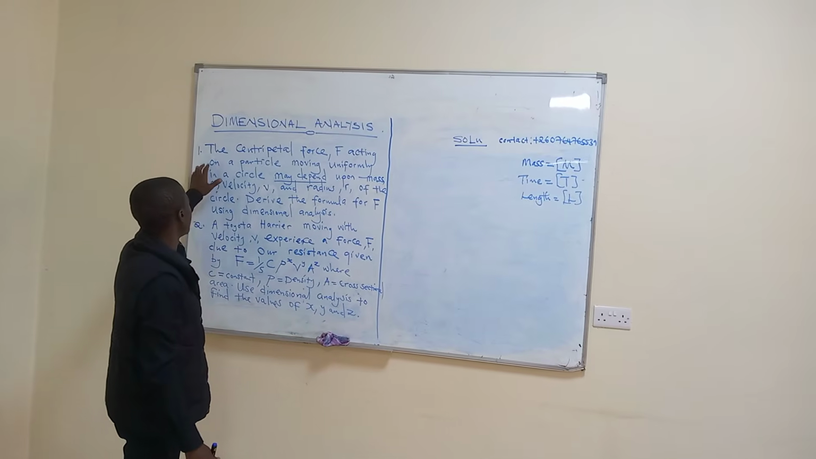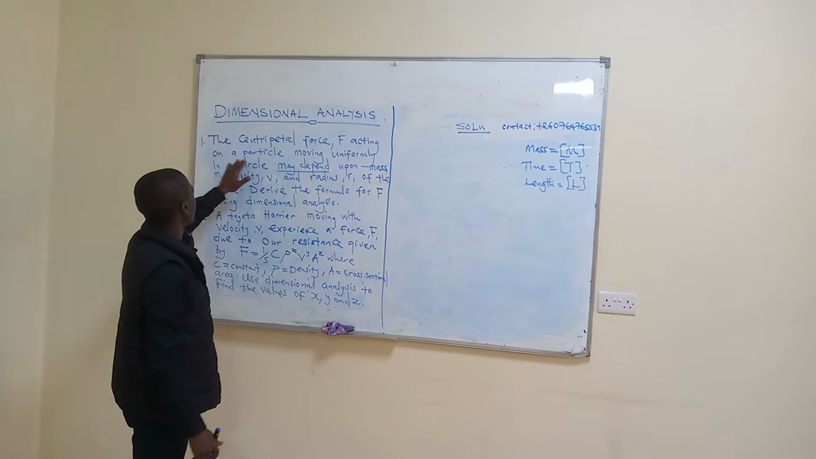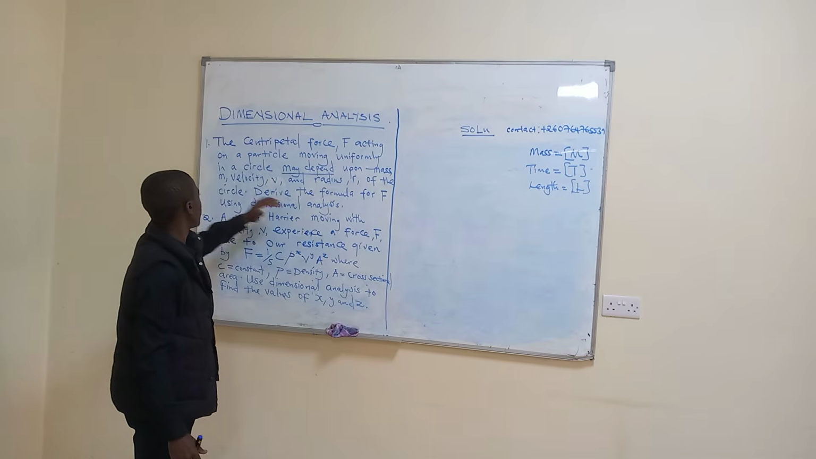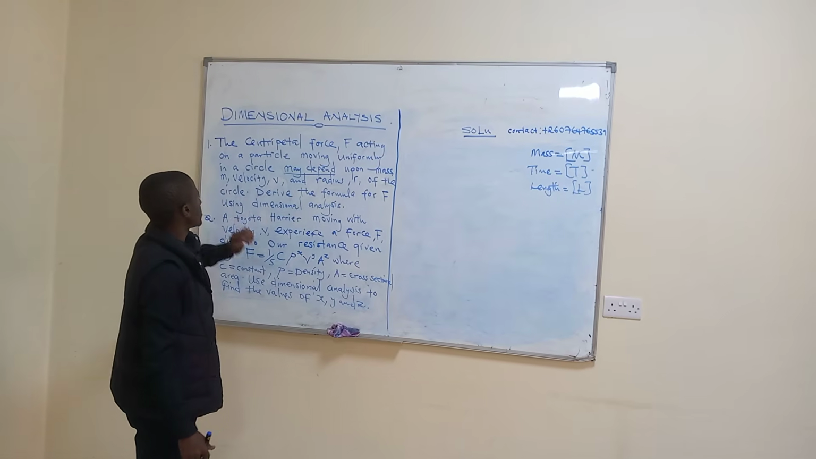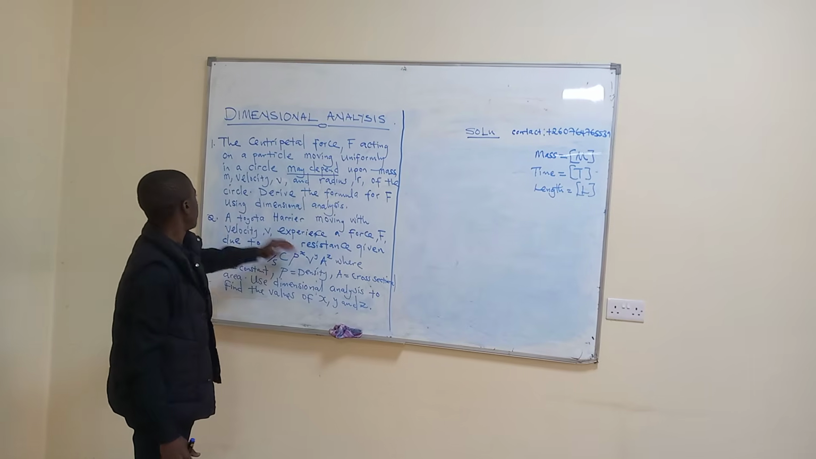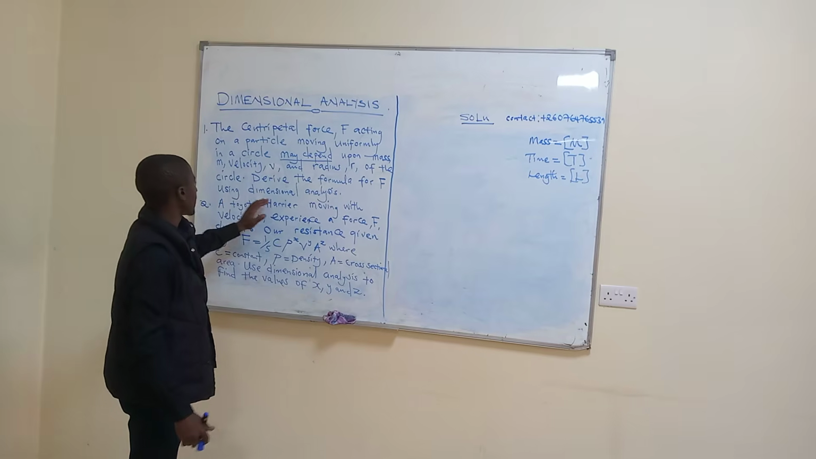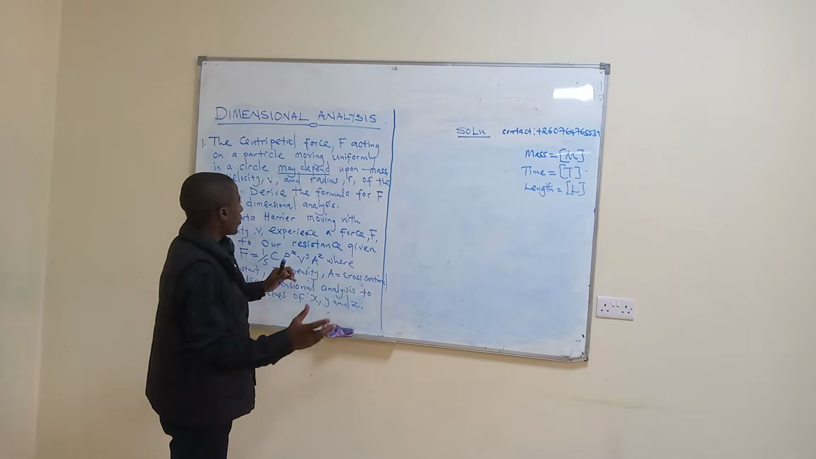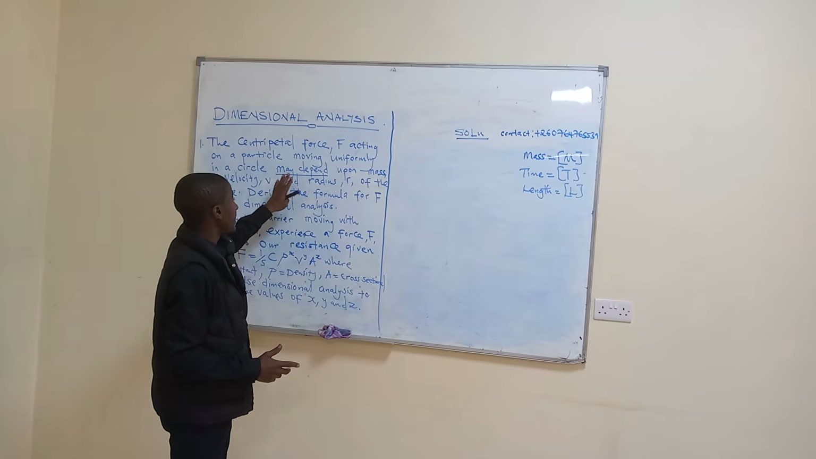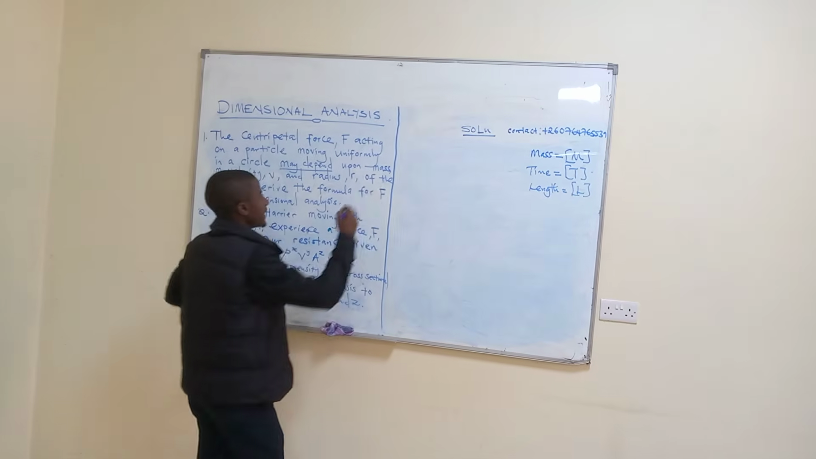The first question reads: the centripetal force F acting on a particle moving uniformly in a circle may depend upon mass, velocity, and radius of the circle. Derive the formula of F using dimensional analysis. So they are just cardinal points or keywords that you should abide by when answering this kind of question. So from there, we can start.